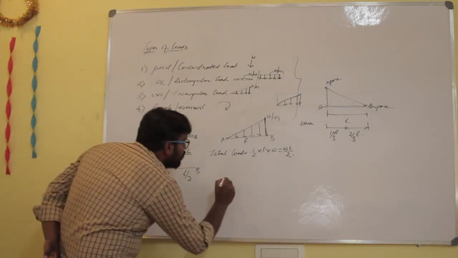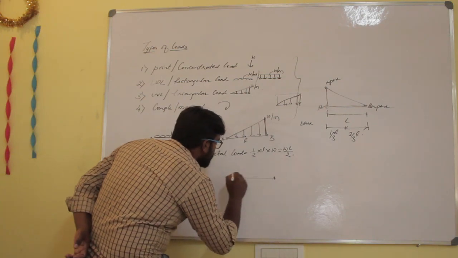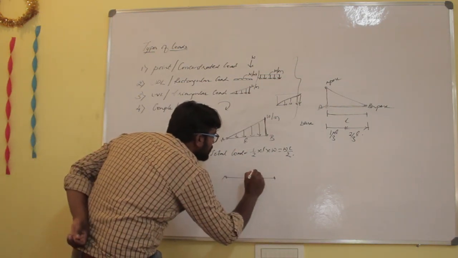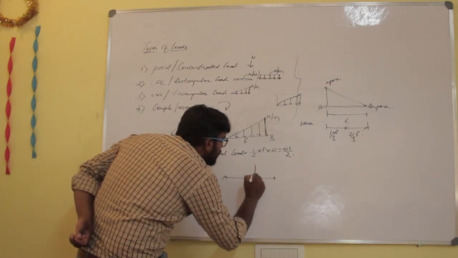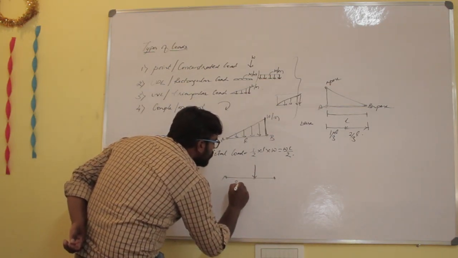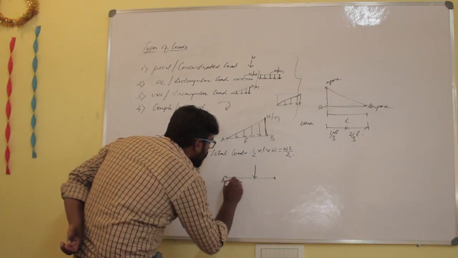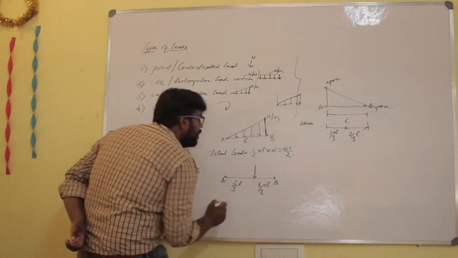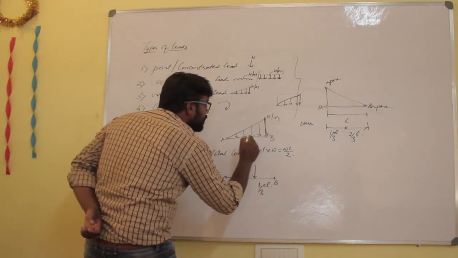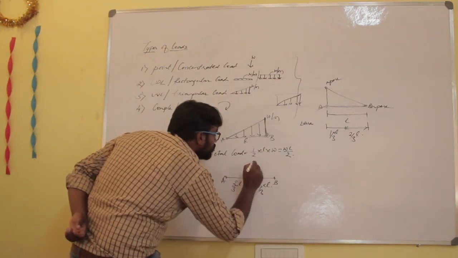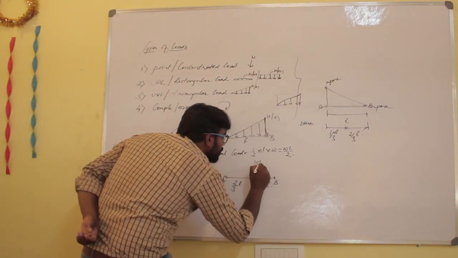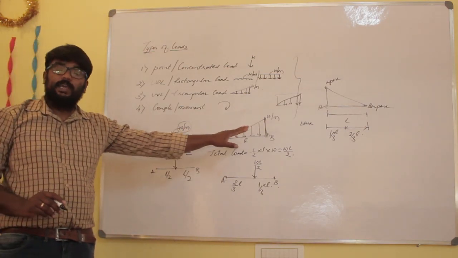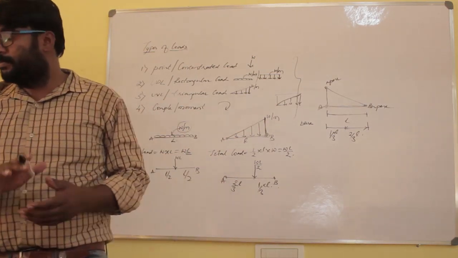So now, writing the concentrated load of the UVL, it will be concentrated at a distance of 2/3 of L from point A and 1/3 of L from point B, because the base is here. From the base it is 1/3. The intensity is WL by 2. This is how we can convert a UDL or UVL into a point load.